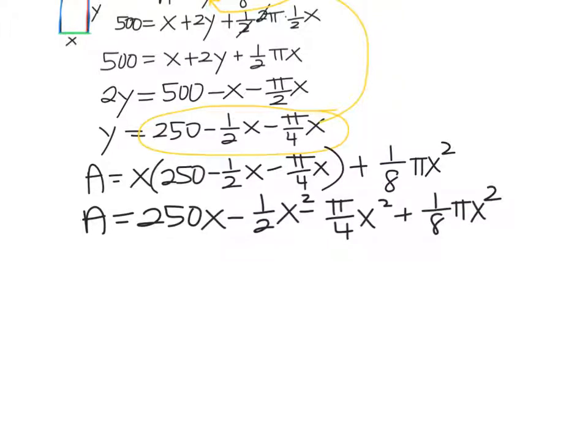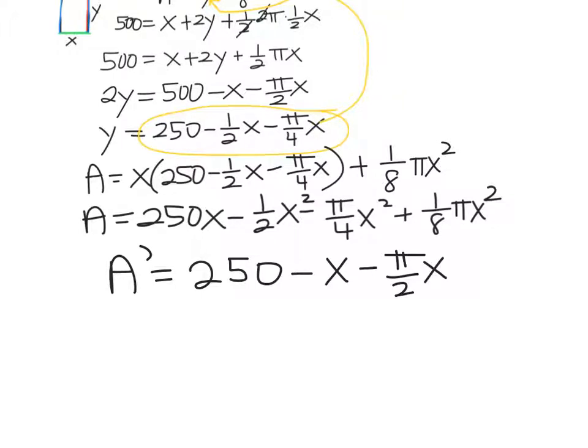All right, so let's take the derivative of the area function. So you get 250 minus x, bring the 2 down, minus pi over 2x, and then bring the 2 down. So this would be plus pi over 4x. And it's really not that bad. I mean, it's not a quadratic. It's actually a linear, to solve. We're going to set this equal to 0 and solve it.